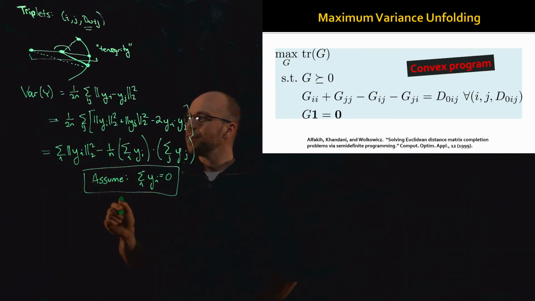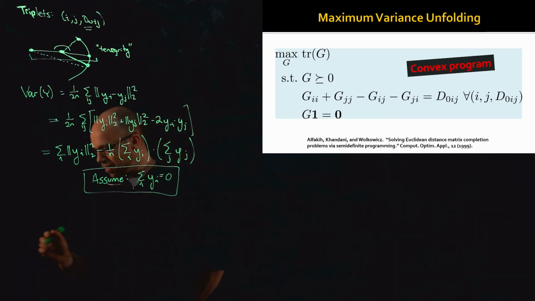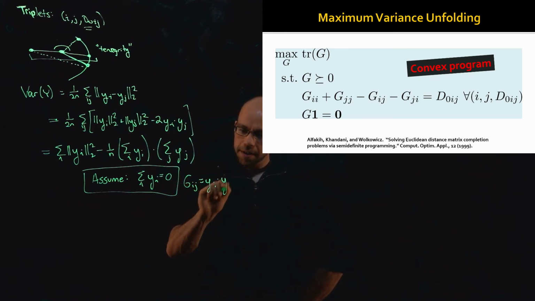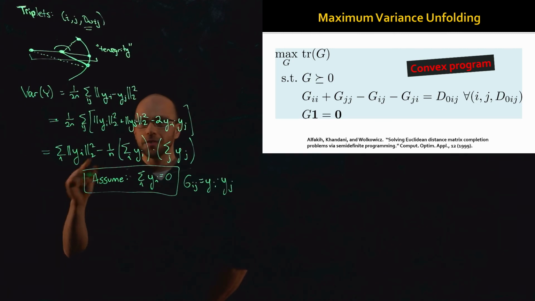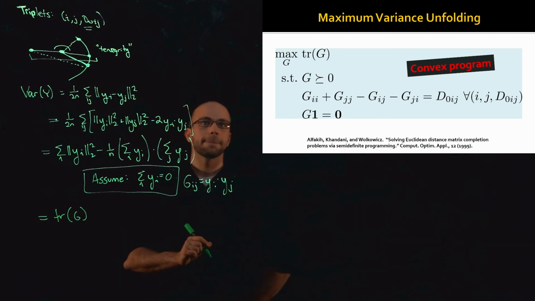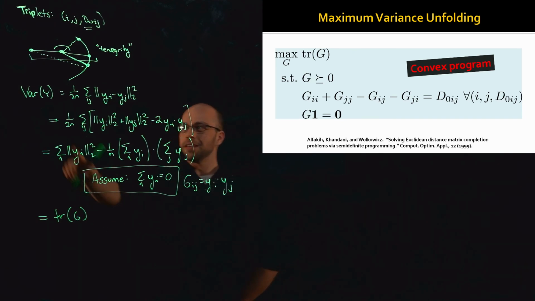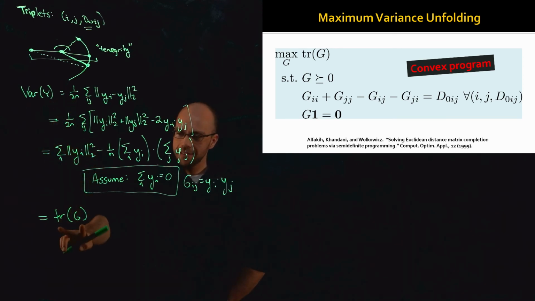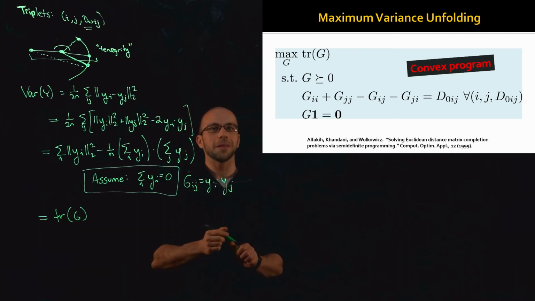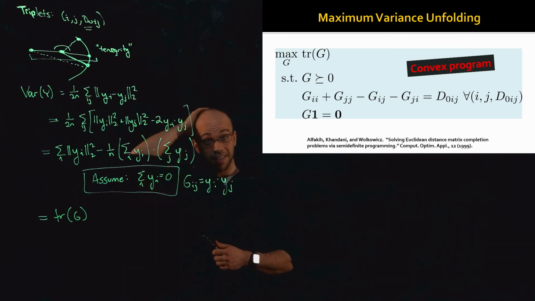So again, if we define the Gram matrix, as always, to have entries G_ij equal to y_i dot y_j, then this first term here ends up being the trace of G. Okay, so maximizing the variance of our embedding Y is the same as maximizing the trace of the Gram matrix. So if you take a look at our maximum variance unfolding optimization formulation here, you can kind of see what it's trying to do. The objective is trying to maximize the variance of the embedding of our data.